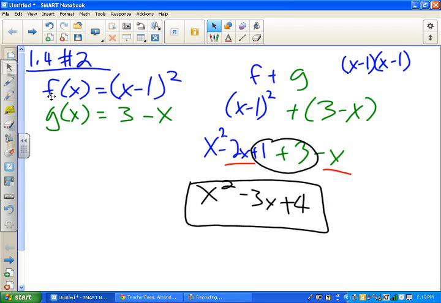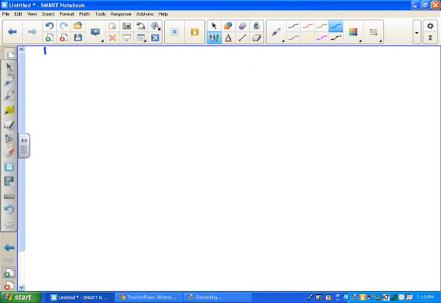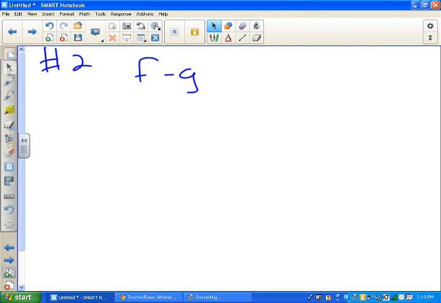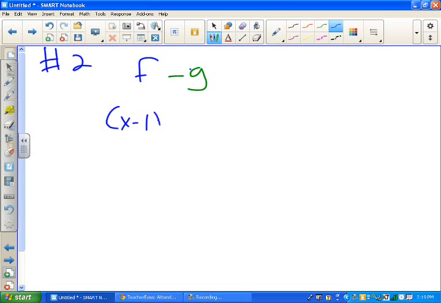So not only can we add functions, but if we wanted to, we could also subtract functions. So let's do f minus g. If I were to do f minus g, same thing, except now I'm going to put a minus sign in front of the function of g. So we're going to write x minus 1 squared minus the quantity 3 minus x.